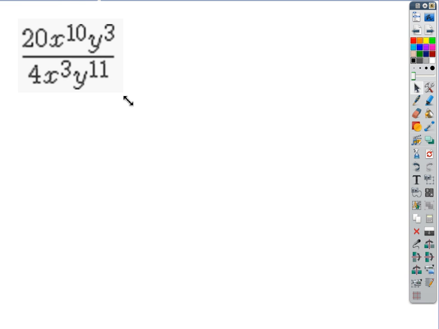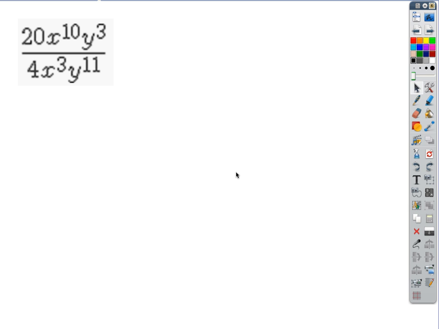Okay, suggestions. How do we simplify this? How do we organize our thinking on this one? What are the steps involved in simplifying that? Yeah, good. We're going to break it up into the number parts. We simplify the numbers, and then we break it apart by like bases. We'll simplify the x's and the y's separately. So we've got three parts to that one.